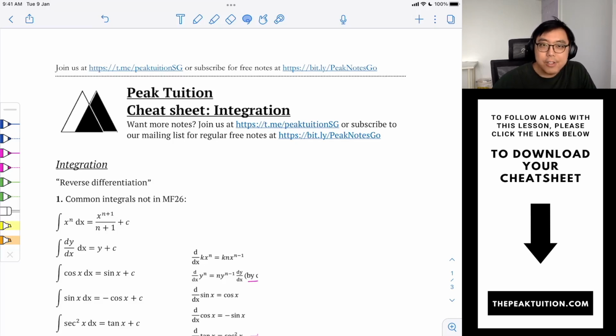So for integration, the simplest way to think about it is the reverse of differentiation. It's a bit like the inverse functions that we've studied earlier in functions. But essentially, it's like reversing the effect of differentiation. Instead of finding the rate of change, we are thinking of the cumulative effect. And this is often represented as an area under the graph.